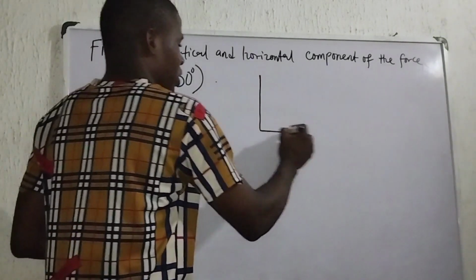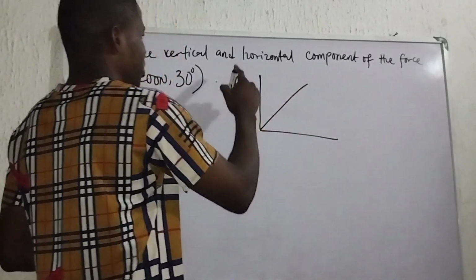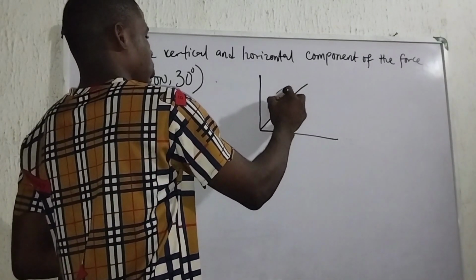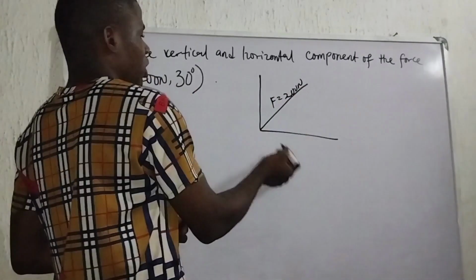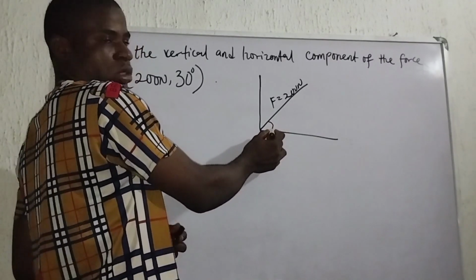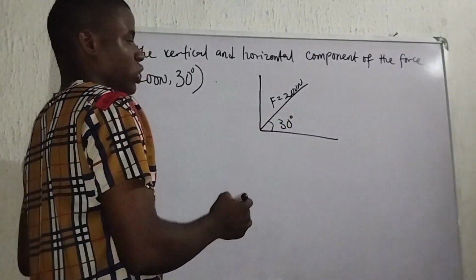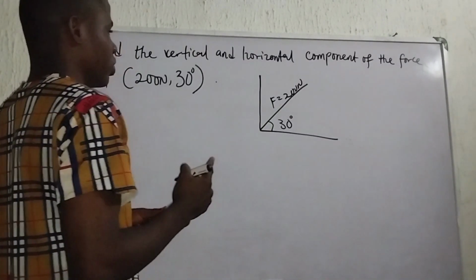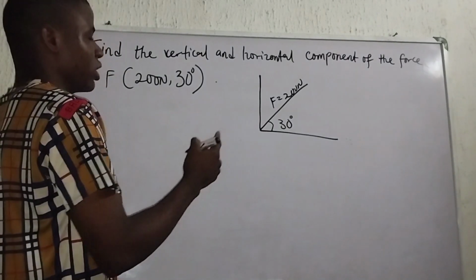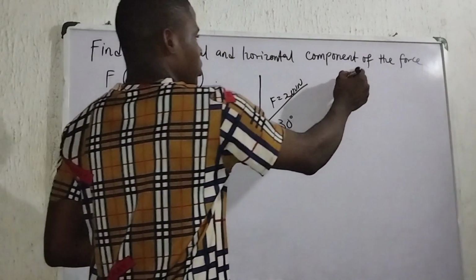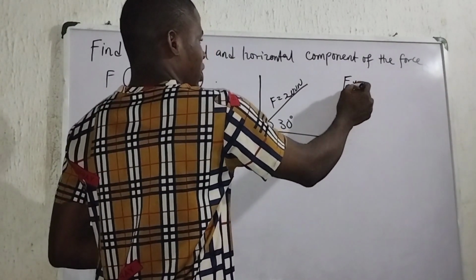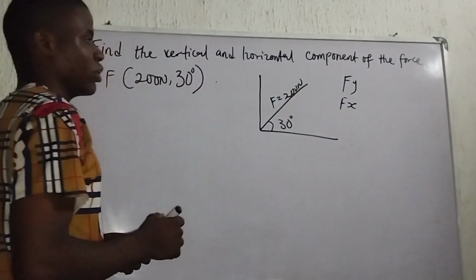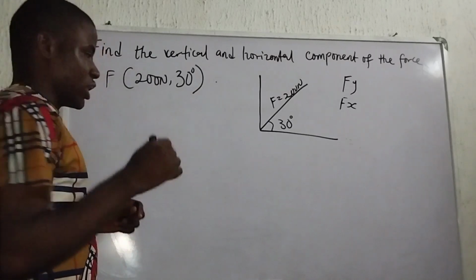So if this is the force, they said we should find the vertical and horizontal component of the force. If this is the force and it is 200 Newton, let's say the 30 degrees they are telling us could be here, inclined to the horizontal. It could be somewhere here as well. Does it make sense? Now, in one of my videos, I've given these formulas: the vertical component of the force Fy, and the horizontal component of the force Fx.